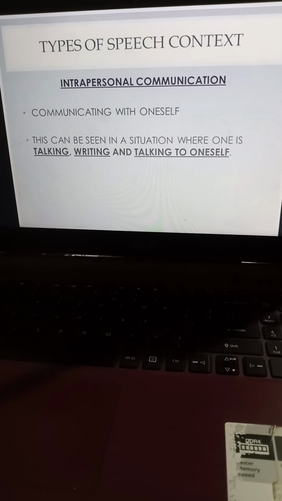Also, thinking about the future plans. You're still communicating with yourself. Also, the daydreaming and the meditating. So again, all of those examples belong to intrapersonal communication, and intrapersonal communication means communicating with oneself. Again, you are only communicating with yourself.